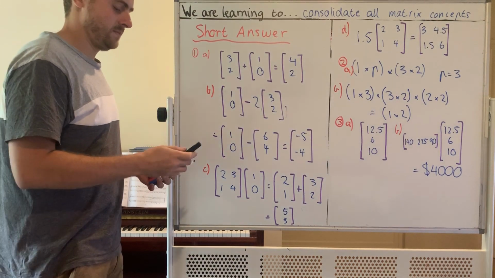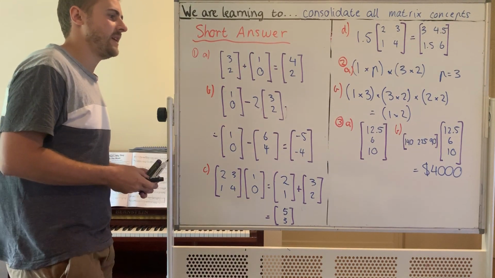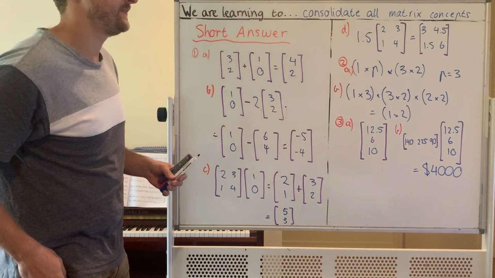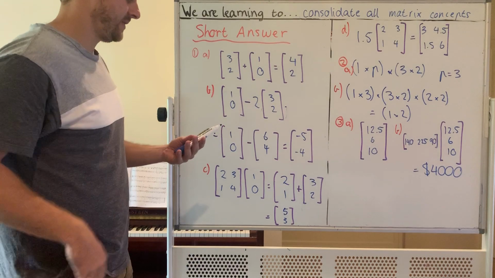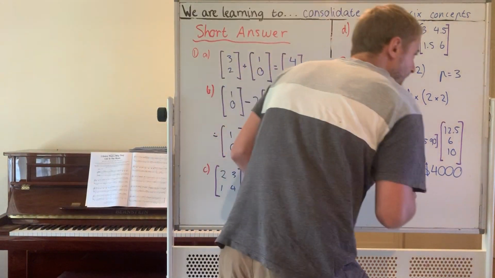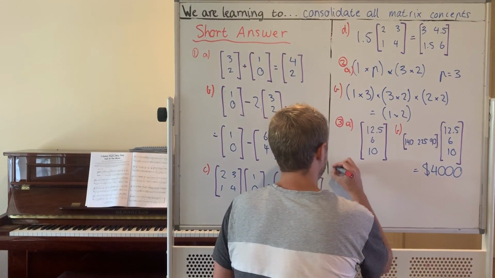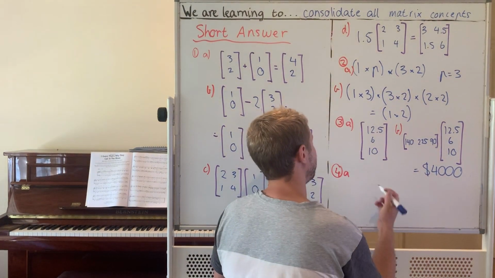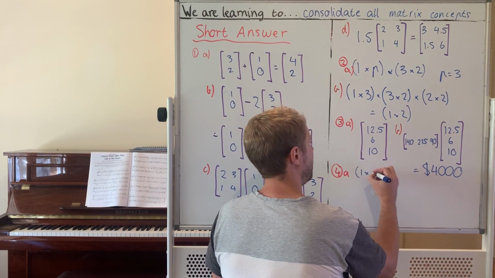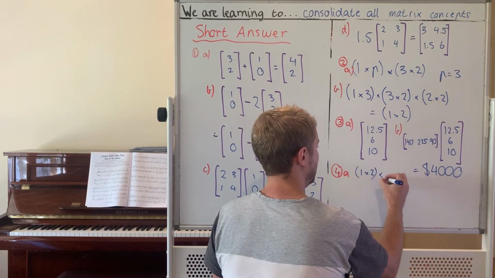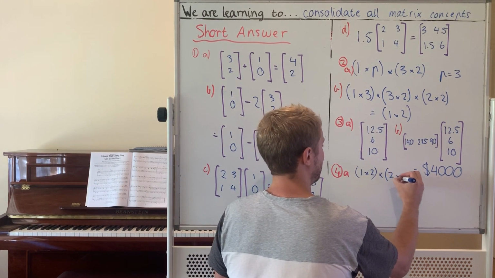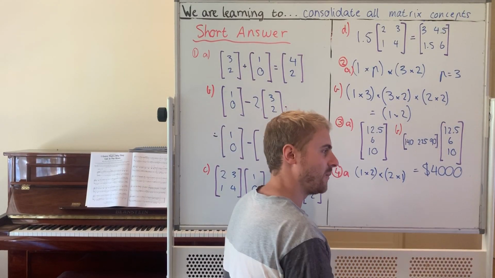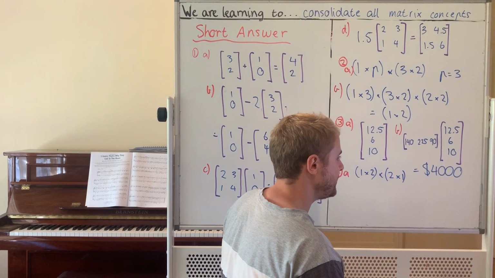Question 4. State whether each of the following multiplications are possible and why. All right, so we have 2 here. In 4A, I'm just going to write out their orders, not the actual matrices themselves. The first one is a 1 by 2 matrix. The second is a 2 by 1. The 2 middle numbers are the same.